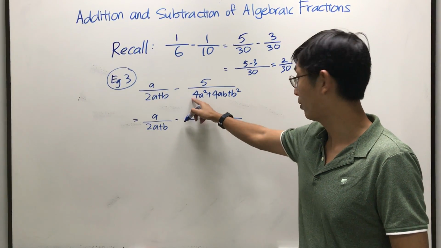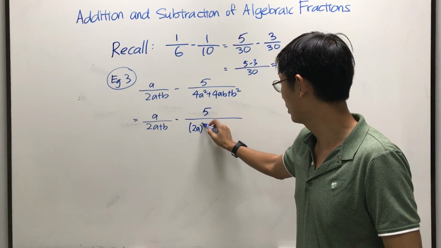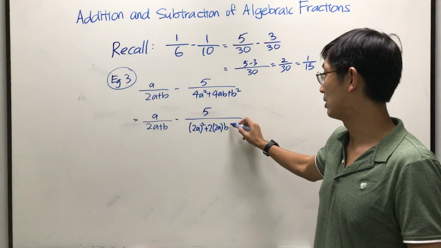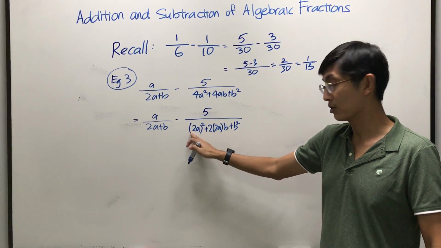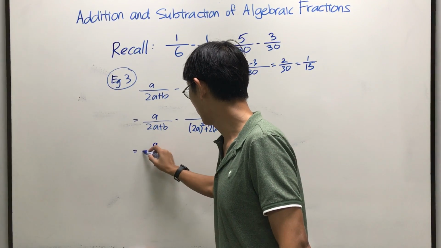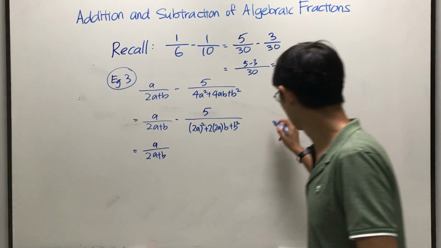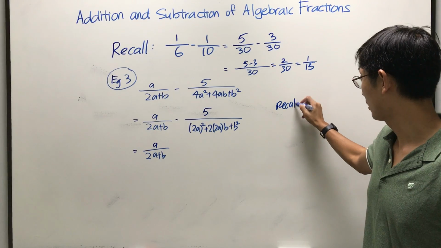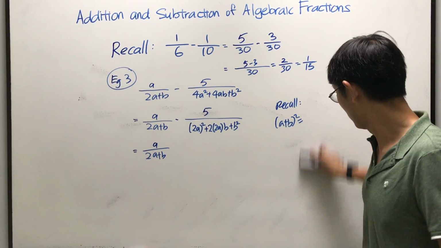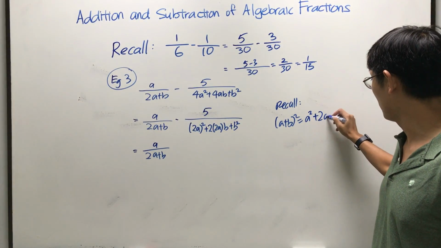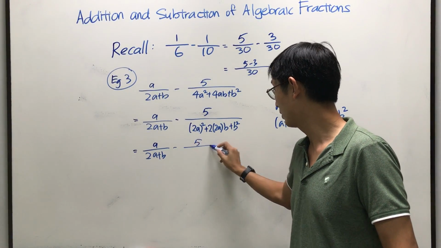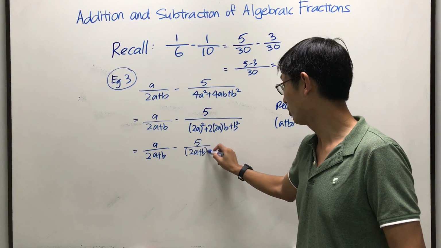So this is of the form: 4a squared is just (2a) squared, 4ab is just 2 times 2a times b, whereas b squared is just b squared. And this is of the form a squared plus 2ab plus b squared. With that, you can factorize it using our available identity. So just recall over here, (a plus b) squared is a squared plus 2ab plus b squared. So with that, you can simplify that to 5 copies of (2a plus b) whole thing squared.